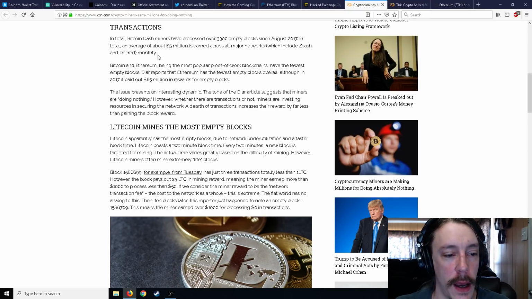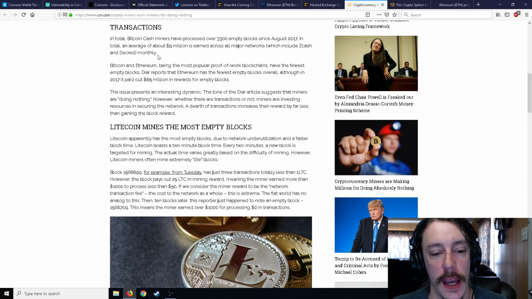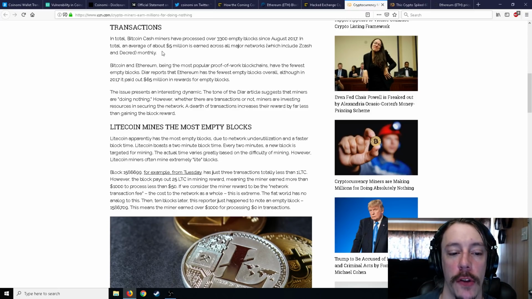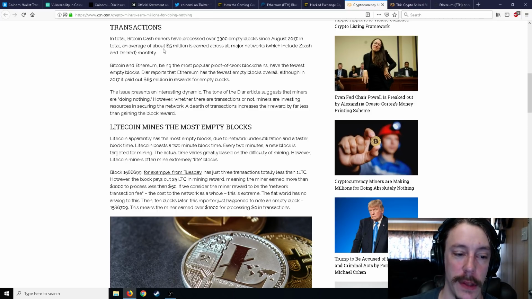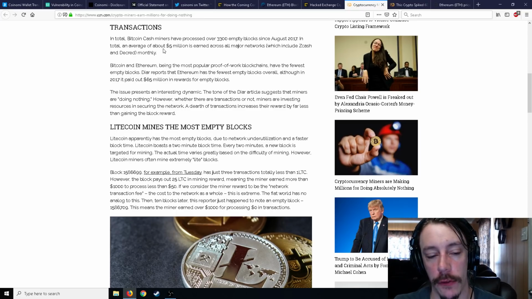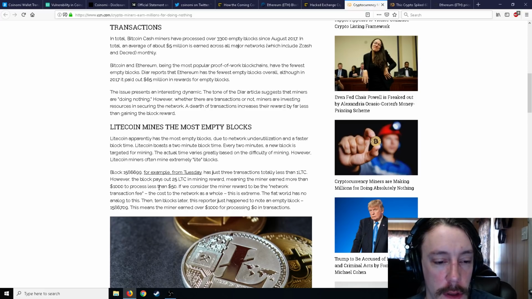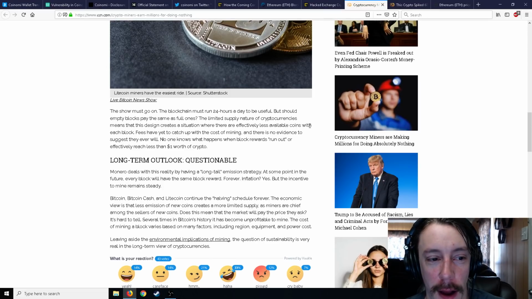So block such and such, for example, from Tuesday had just 3 transactions, totaling less than 1 Litecoin. However, the block pays out 25 Litecoin in mining reward, meaning the miner earned more than $1,000 to process less than $50. However, that depends on whether that block was from a pool and went out to everybody, or was a solo miner, and I highly doubt it was a solo miner at this point. So that's a totally different idea. The miner processed less than $50 to receive $1,000 in Litecoin overall, but that was probably from a pool. So whoever wrote this article is a little silly.